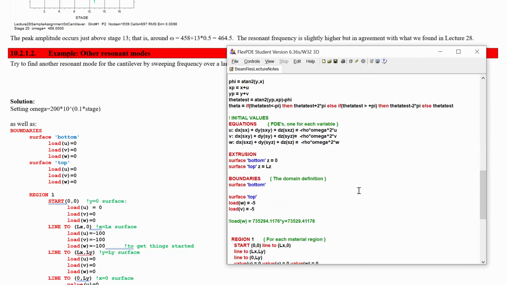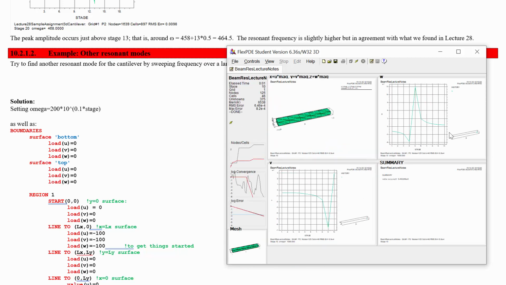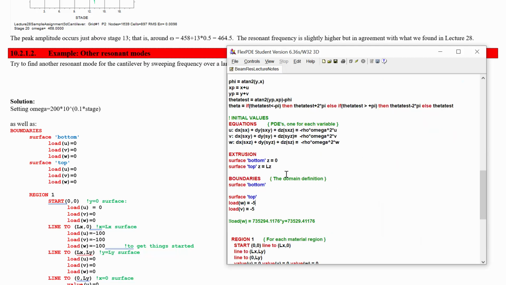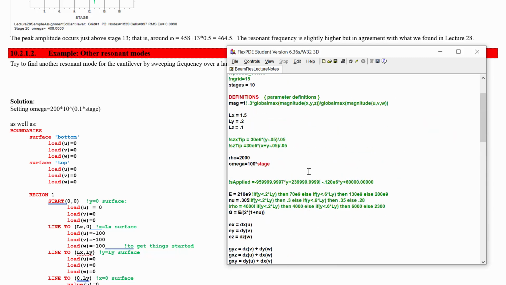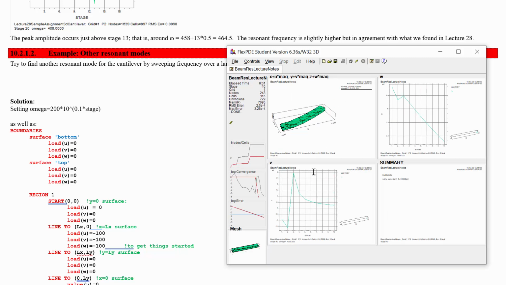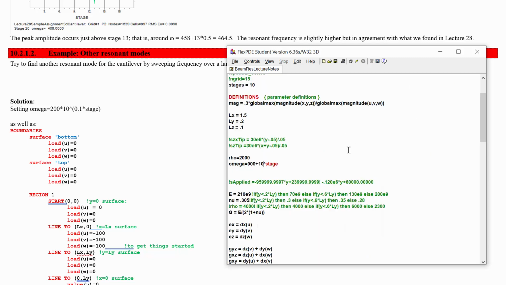Let's zero in on that point. Right, there isn't something going on in W around that point. So let's see if we found a resonant mode that's in and out of the page there. Okay, so we're going to go 900 plus 10 times stage. Yes, look at that. We've got a mode in the Y direction.